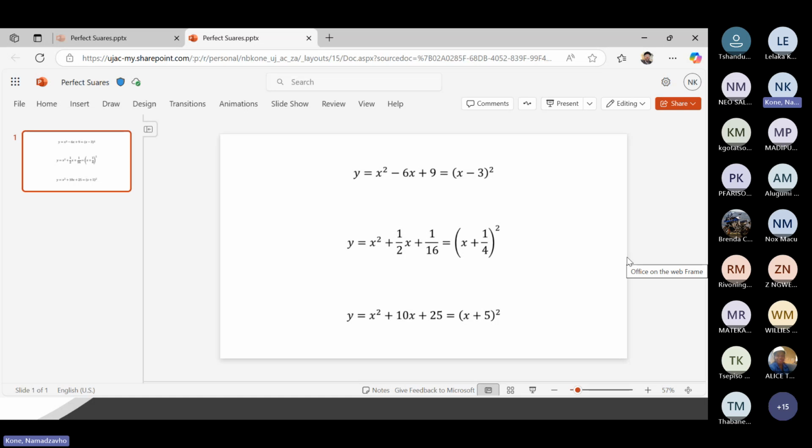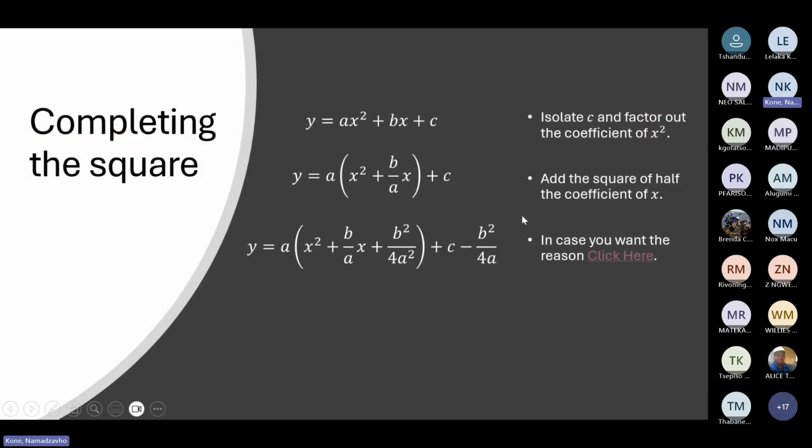The first one is two brackets, x minus 3 into x minus 3. The second one is x plus 1 over 4 into x plus 1 over 4. The third is x plus 5 into x plus 5, which can all be summarized as x plus or minus some number, squared. So whenever you want to create a quadratic which can be factorized such that the two brackets look the same, the order of values should look like this.